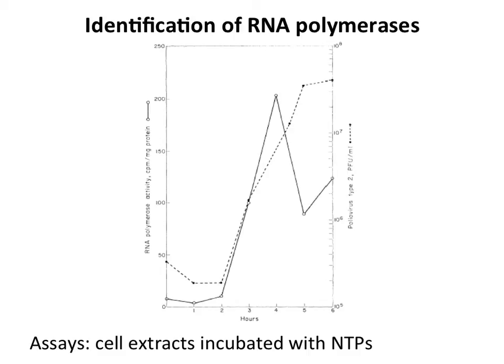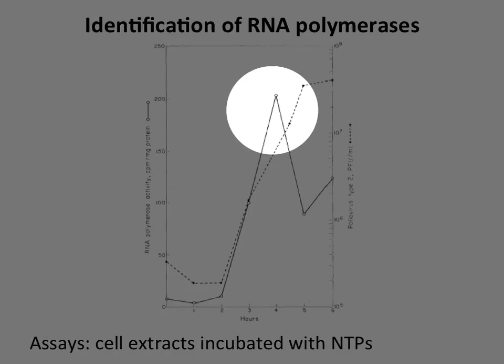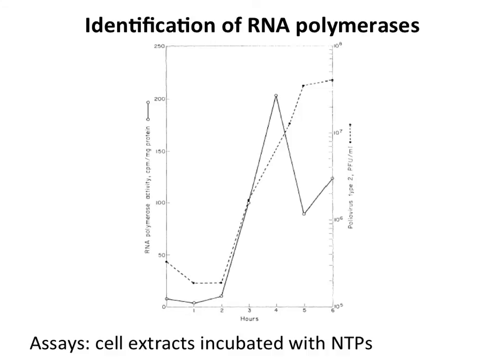And then you measure the incorporation of this label into RNA, which is shown here. And these are the solid lines. So you can see at about between 2 and 3 hours post-infection, you get a steep rise in the amount of RNA made. It peaks here at about 4 to 5 hours and then goes back down. And these are the PFU made at the same time. You can see the RNA synthesis parallels infectious viral production. So this was the first hint that infected cells made RNA.